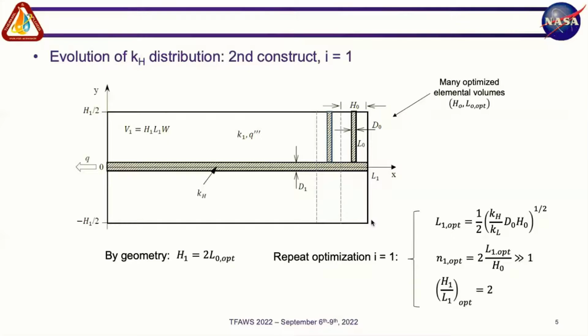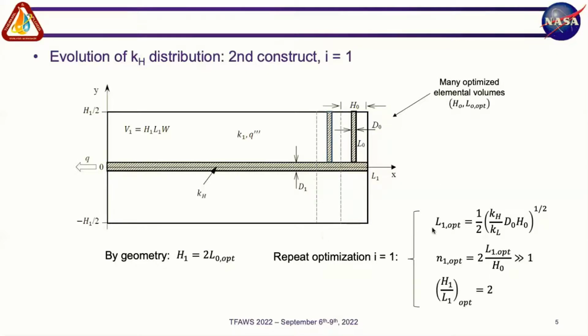So you have now a process of building your structure from simple to more complex with this procedure of identifying your constructs and placing them in your domain with the objective to facilitate the heat flow. In this structure in here, which is our second construct, by geometry, you can see that now this height has to be twice this length in here. Remember, we assume that we have a very small volume of high thermal conductivity material, so this length here is negligible as compared to H1. This is one of our assumptions.